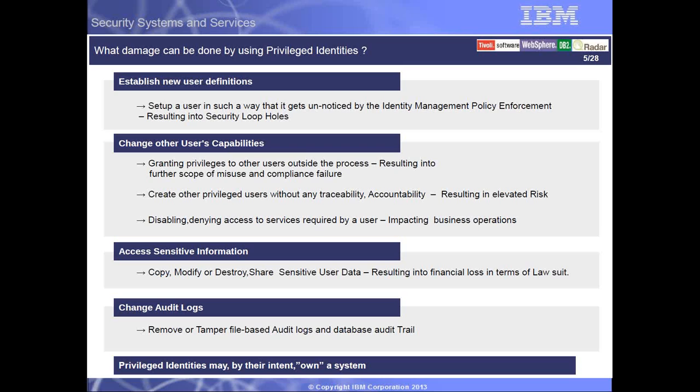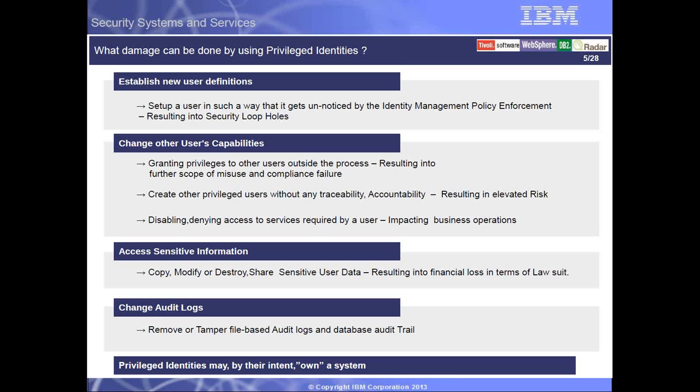Next, as a privileged user, you could have access to sensitive information. You could misuse that information. It could have a financial impact. That's very important these days, because there is a lot of IP-related information being leaked out. It really impacts companies in terms of share value and financial losses.